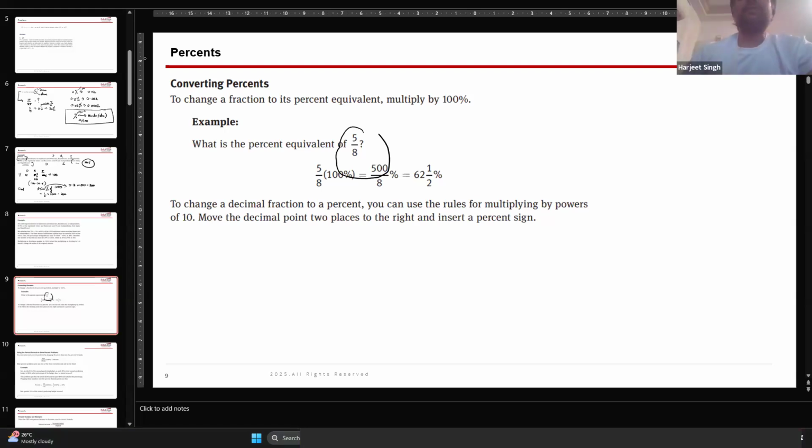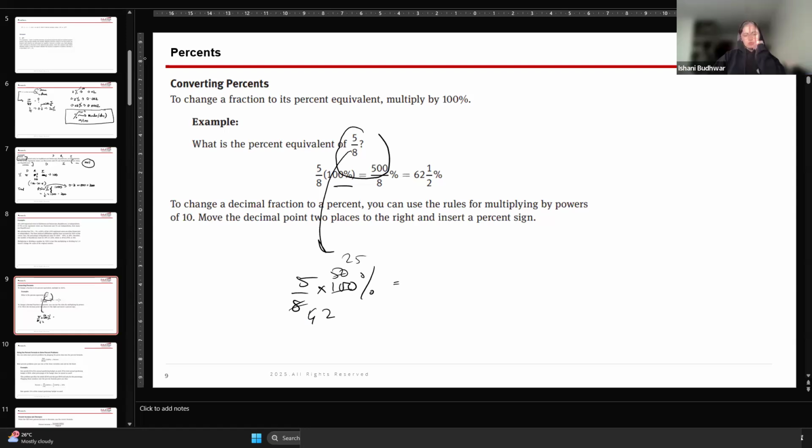So whenever we ask for the percent equivalent, always multiply by 100%. So this is nothing but 5 by 8 into 100%, and that is 500 by 8. We can also simplify by 4 by 50 and 2 by 25. So 125 by 2 is 62.5%.